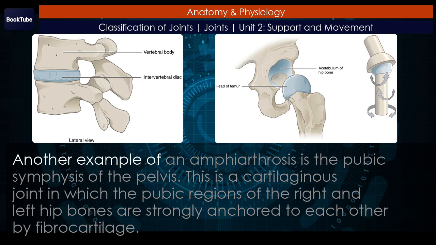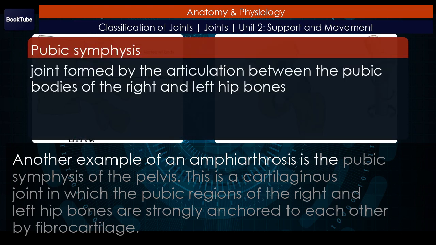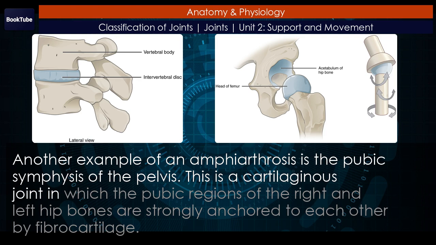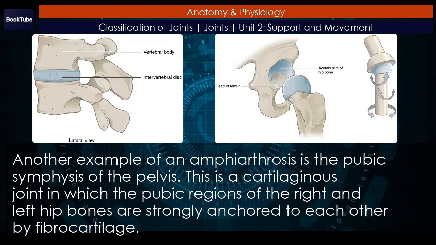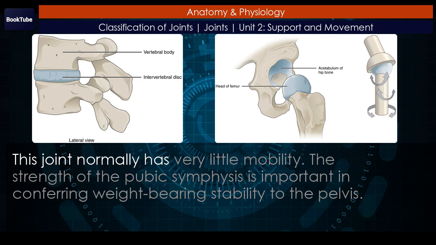Another example of an amphiarthrosis is the pubic symphysis of the pelvis. This is a cartilaginous joint in which the pubic regions of the right and left hip bones are strongly anchored to each other by fibrocartilage. This joint normally has very little mobility. The strength of the pubic symphysis is important in conferring weight-bearing stability to the pelvis.